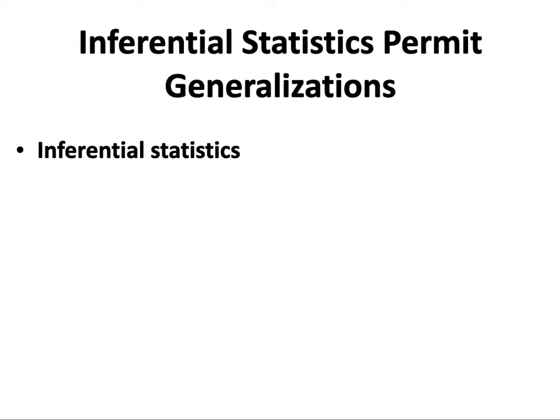Inferential statistics permit generalizations. Inferential statistics is a set of procedures that enable researchers to decide whether differences between two or more groups are probably just chance variations or whether they reflect true differences in the populations being compared. Results deemed very unlikely to be due to chance are statistically significant.